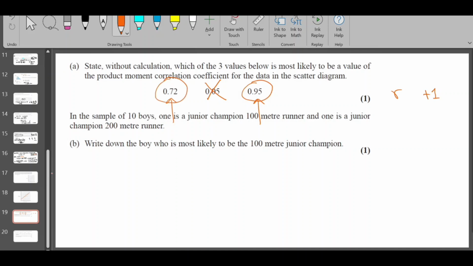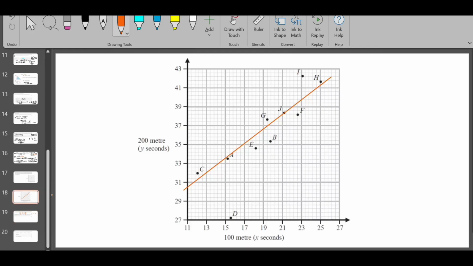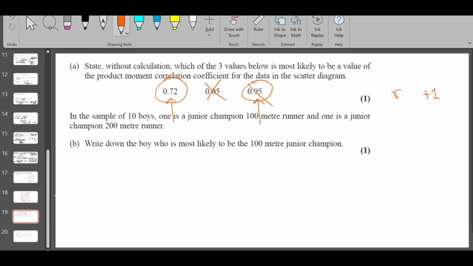There are two values. Now, when you look at the diagram, the points are closer to the line, but there is one point here and one point just away from the line, not closer to the line. So even though it's a positive correlation, it's not a strong positive correlation. So we cannot take 0.95 because that's a strong positive correlation. That means all the points should be closer to the line. So the answer here is 0.72.